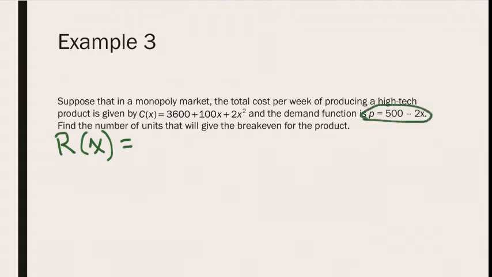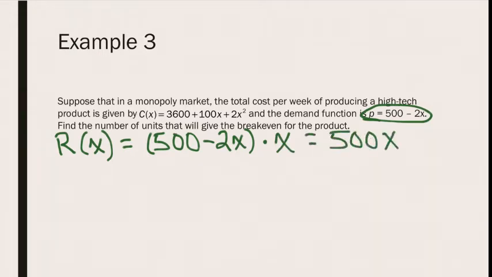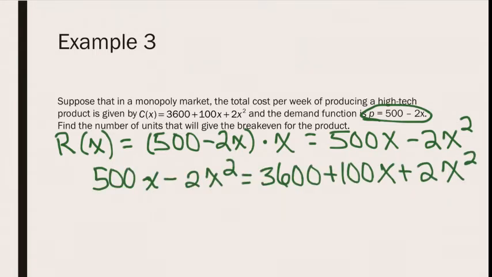So our product price here is 500 minus 2x. Our demand is going to be x units. So that can be simplified to be 500x minus 2x squared. In order to find the break-even points, we're going to set the revenue and the cost functions equal to each other. As I said earlier, the only way that we can find our solutions to a quadratic equation is by getting that equation equal to zero.